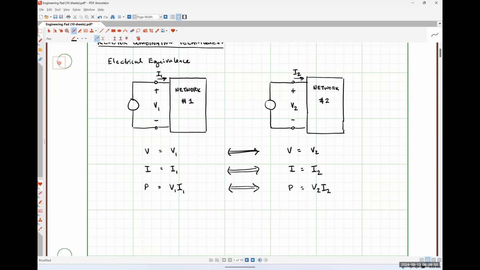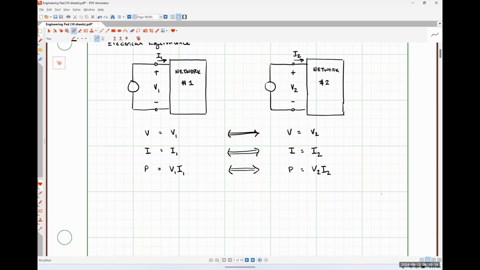which means from a circuit analysis perspective, you could replace network one with network two and have no loss of information whatsoever. Similarly, you could replace network two with network one and you would have no loss of information whatsoever. So those are the rules for forming an electrically equivalent network. And so now we're going to take that and apply it specifically to networks that contain resistors connected in series and resistors connected in parallel.